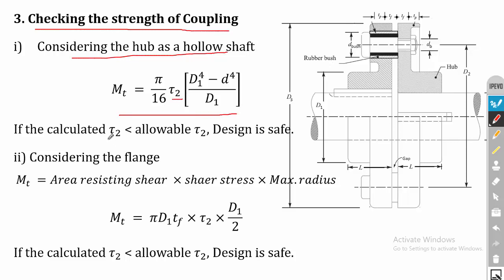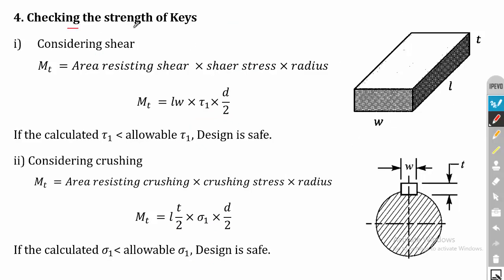And here, if the calculated tau2 is less than the allowable tau2, then the design is safe. Then by considering the flange, again the same equation. Here also we have to calculate the tau2 value, and if the calculated tau2 value is less than the allowable tau2, then the design is safe. Then the fourth step is keys. Here the key equations are also the same. The procedure is again the same. You can select the standard values from the data book, substitute the values, calculate the tau, and finally compare the calculated tau with the allowable tau value. Similarly for shear and for crushing, just use the same procedure.